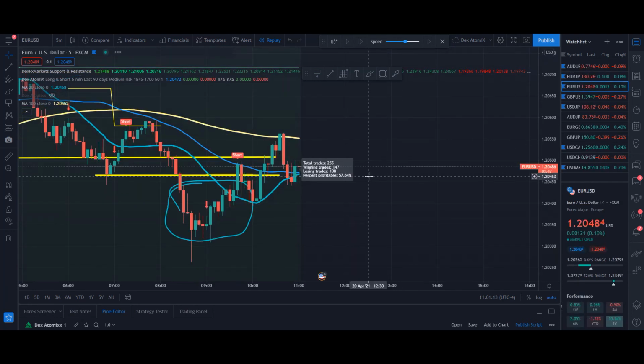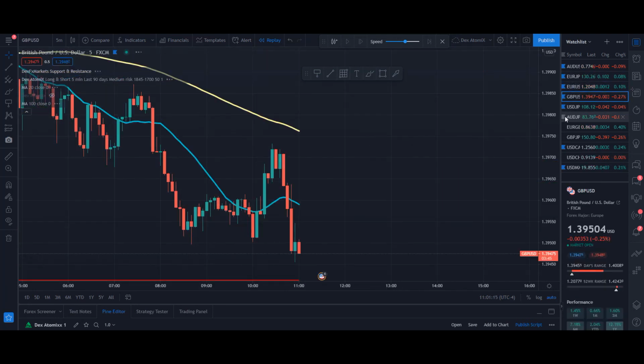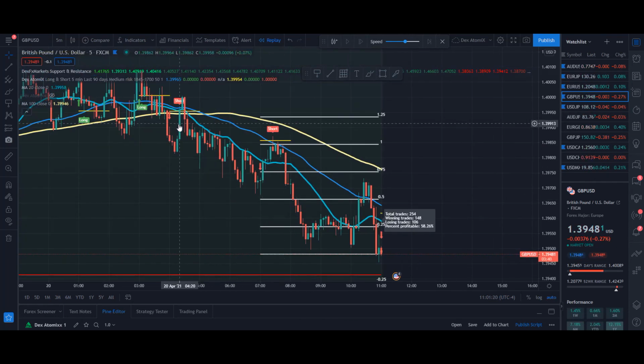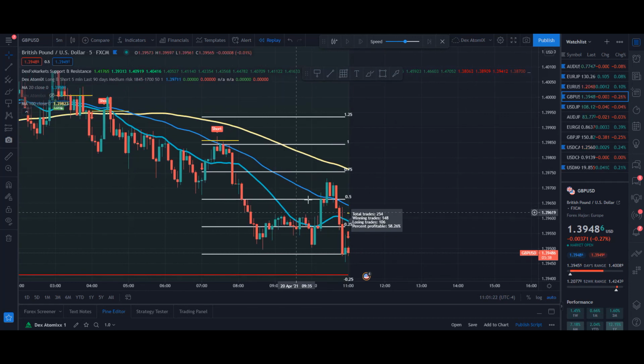No signal. No signal for me. Okay, we got good confluence. It's been going on for a little while. It's been adhering to it. If it is going to come back up, it's probably going to try to come back up to here.